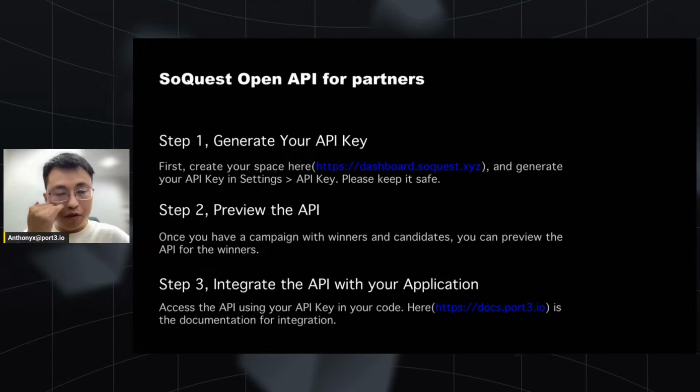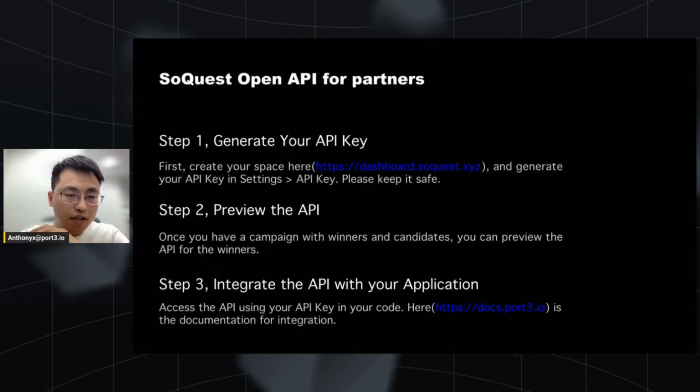And to utilize the SoQuest Open API for partners, you need to generate your API key first. And we have a dashboard for each project. You can generate your API key in settings. And after you get your API key, please keep it saved.